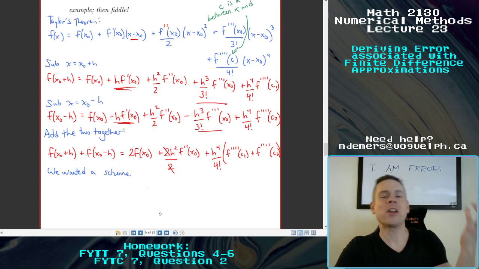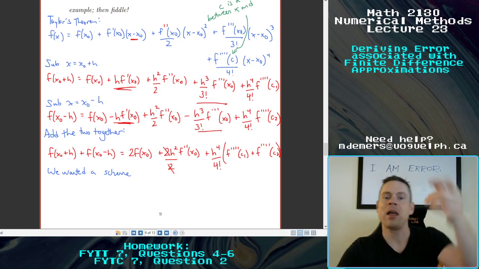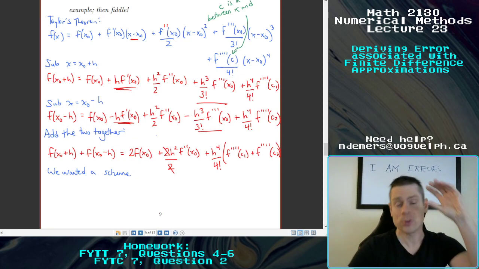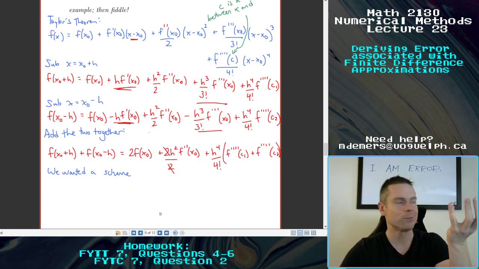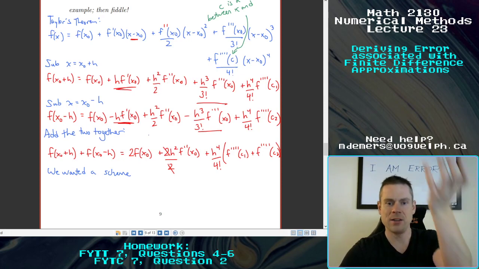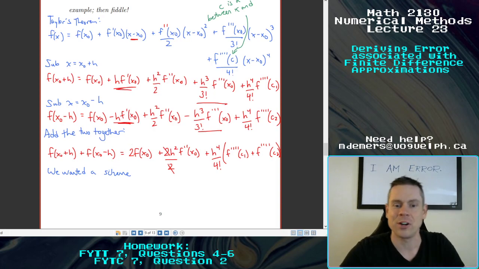So I know somebody's going to ask me, how did you know to do this? Well, it's from looking at what you need to do, right? If I know I want a scheme for the second derivative, it makes sense to do an operation to these different lines here that's going to preserve that second derivative, and it's not subtracting, it's adding. And I've given you a hint on how to start too.